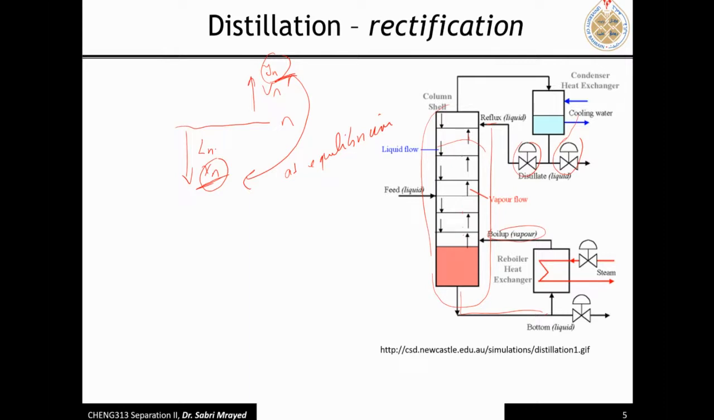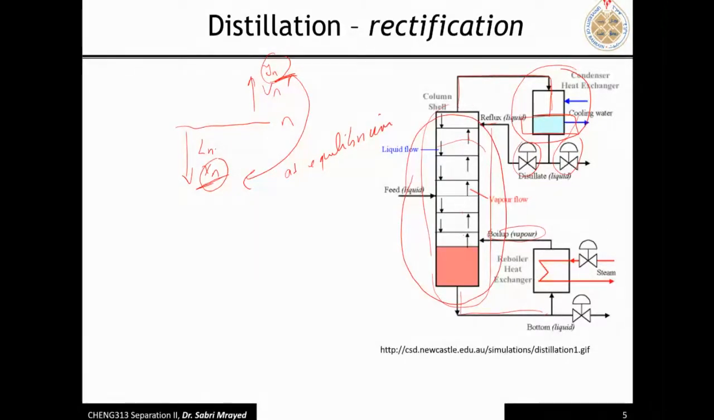In most of the cases, the condenser usually is a total condenser. When you hear someone telling you the condenser is a total condenser, it means all the vapor will be condensed. So all this vapor will be condensed. Now, is this the case all the time? No. It will depend on the mixture you are dealing with.